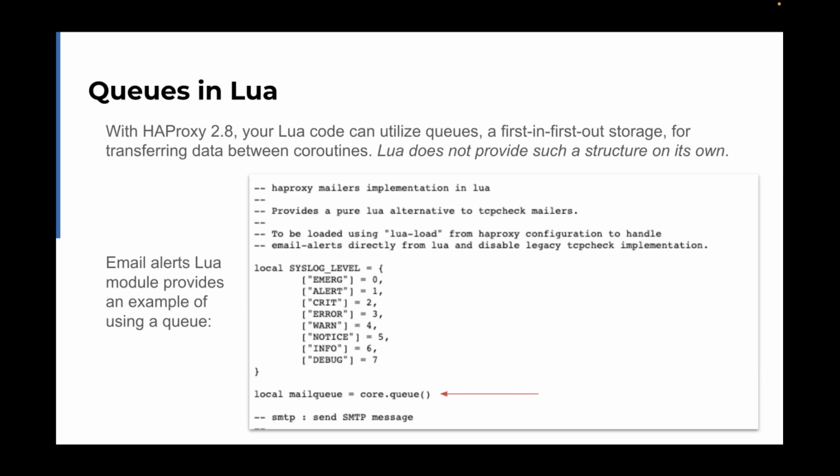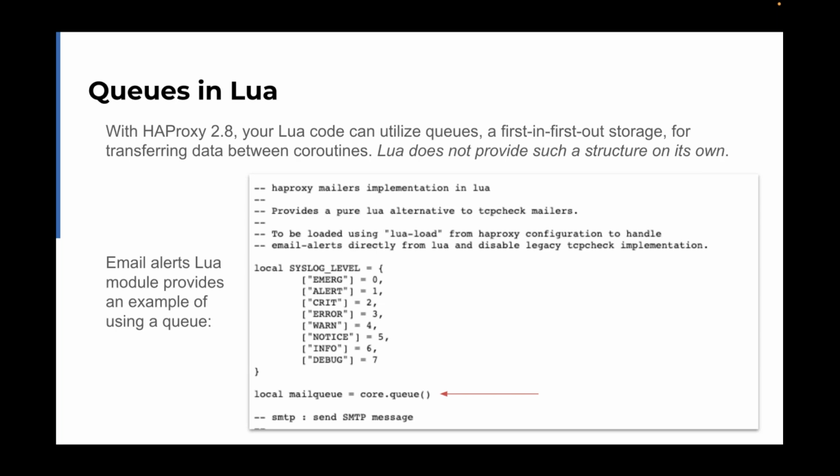Also available with 2.8 is the introduction of queues. So your Lua code can now utilize queues, which is a first in, first out storage. And this helps you transfer data between coroutines. Lua itself does not provide such a structure, so this is a great addition for that within HAProxy. And the email alerts module, which we'll go over next, provides an example of using a queue.